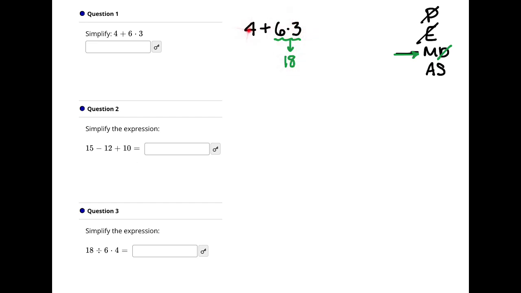Okay, now the 4 we haven't used, so it's going to come down, and the add we haven't used, so it's going to come down. So your next step looks like this.